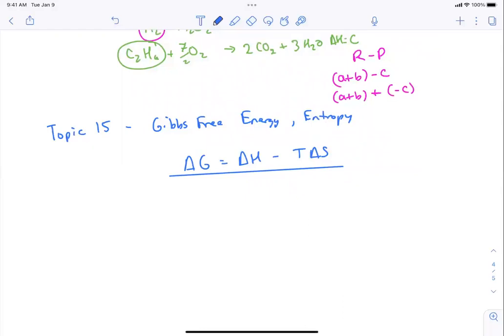And what's important about that is if you're given the signs of delta H and delta S, you should be able to determine whether the reaction is spontaneous or not. So again, this is something to minimize what you have to memorize. Know this equation, and then if you know the signs, then you can figure out whether it's spontaneous or not.